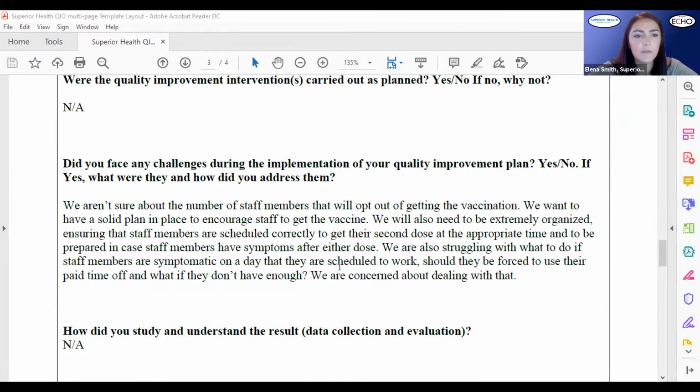We anticipate some challenges. We aren't sure about the number of staff members that will opt out of getting the vaccination. We want to have a solid plan in place to encourage staff to get the vaccine. We will also need to be extremely organized in ensuring that staff members are scheduled correctly to get their second dose at the appropriate time and to be prepared in case staff members have symptoms after either dose. We're also struggling with what to do if staff members are symptomatic on a day that they are scheduled to work. Should they be forced to use their paid time off? And what if they don't have enough? We are concerned with dealing with all of the aspects that surround that.